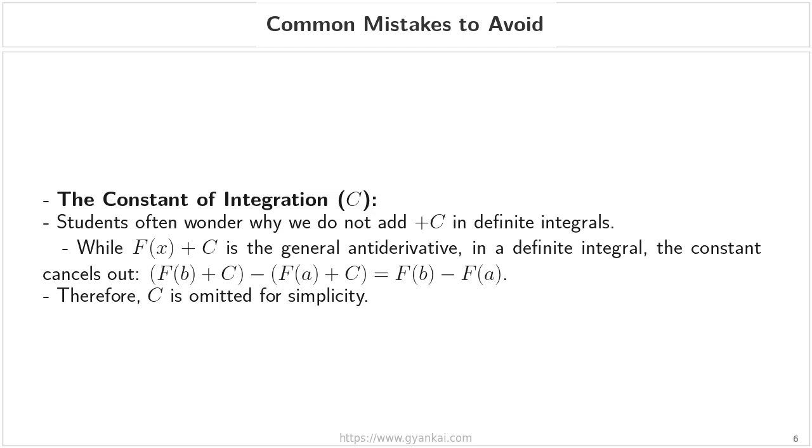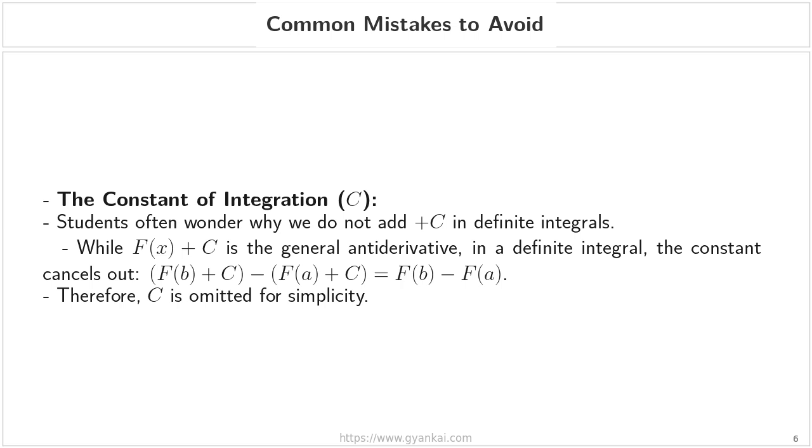First, let's talk about the constant of integration, often denoted as c. You might remember from indefinite integration that whenever we find an antiderivative, we always add plus c to the end because the derivative of a constant is 0. Many students then wonder, why don't we include this c when we're evaluating definite integrals? Well, the reason is that it actually cancels out.